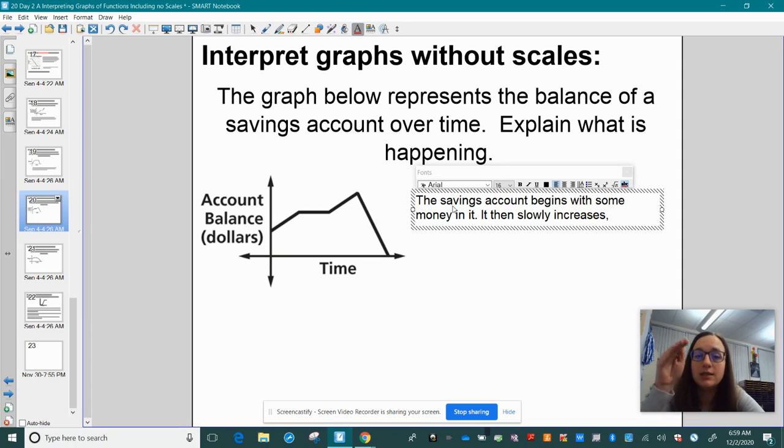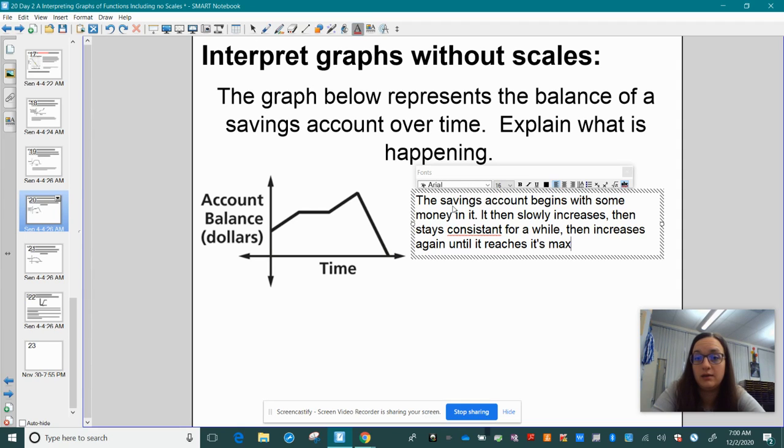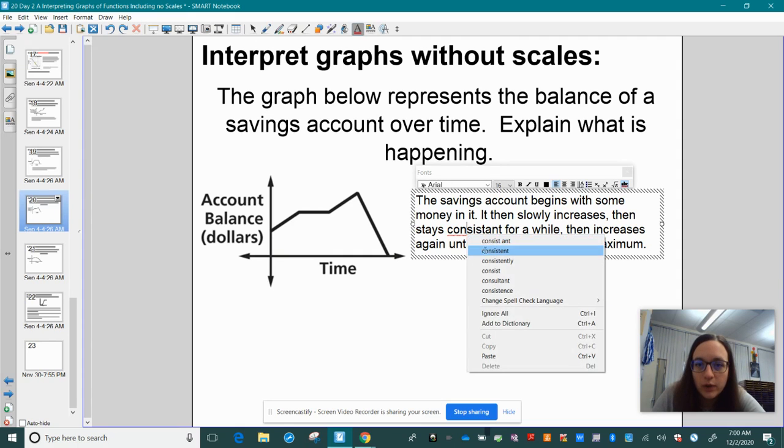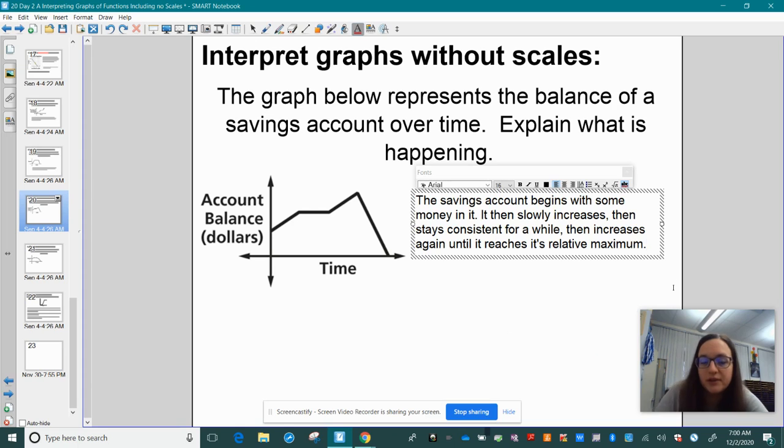Let's go for it. It slowly increases and stays consistent for a while, then increases again until it reaches its maximum, its relative maximum. We don't know if that's where it ends. Relative could continue later on somehow. But notice what happens then.